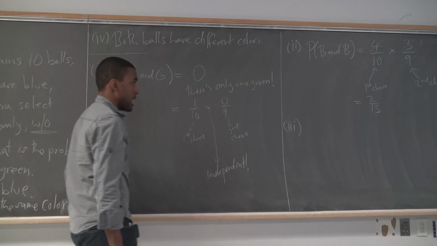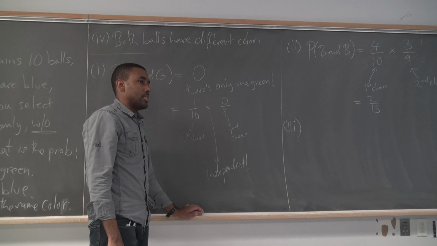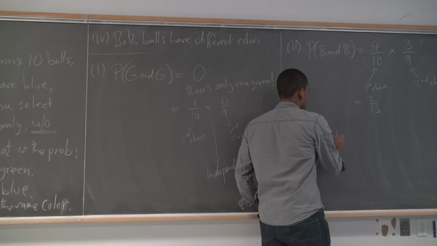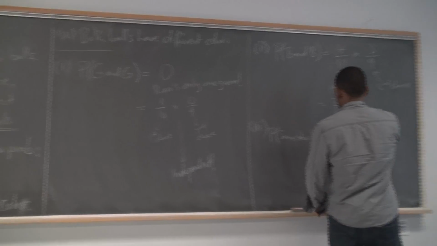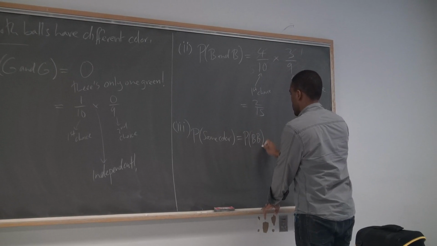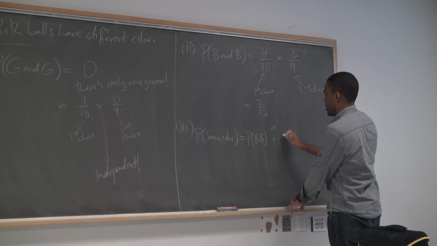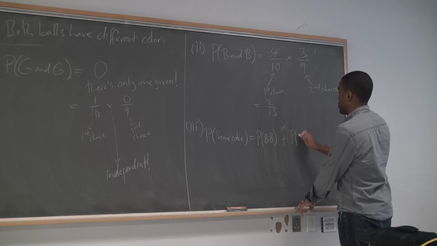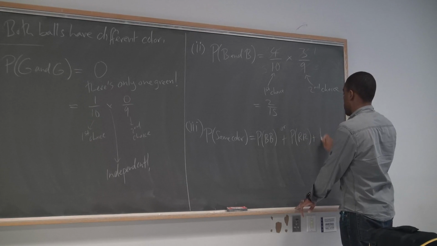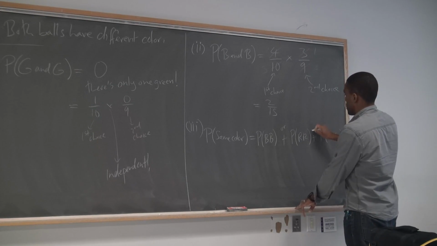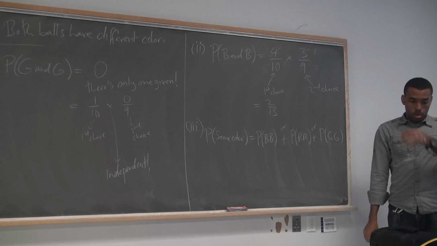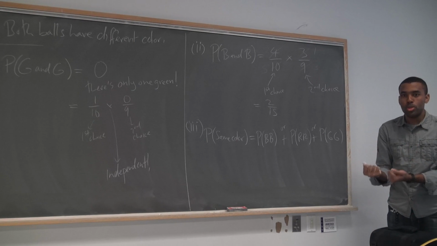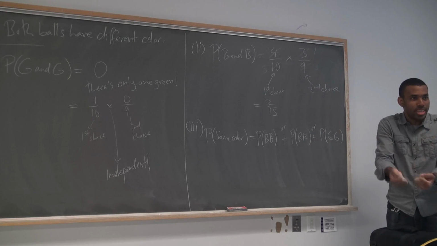What if they have the same color? How do we do that? It's the probability that we get 2 blues, or we get 2 reds, or you get 2 green. Now, why is it or? They're mutually exclusive. If I pick 2 blue, I couldn't have picked 2 reds because I'm only picking 2.